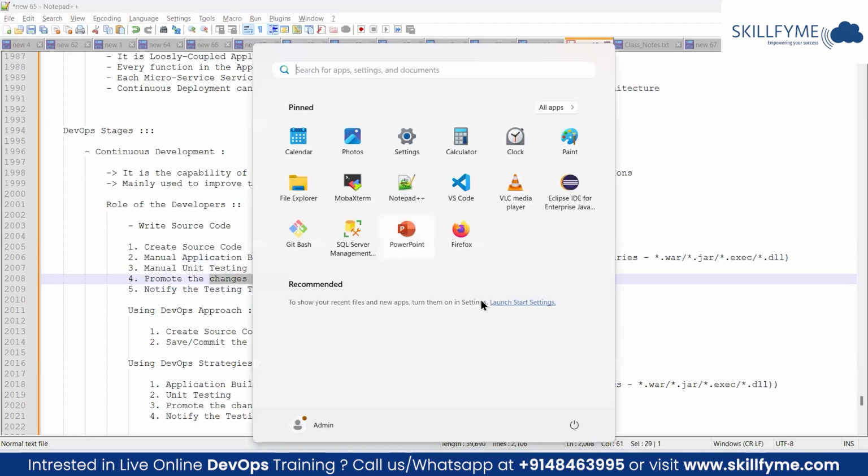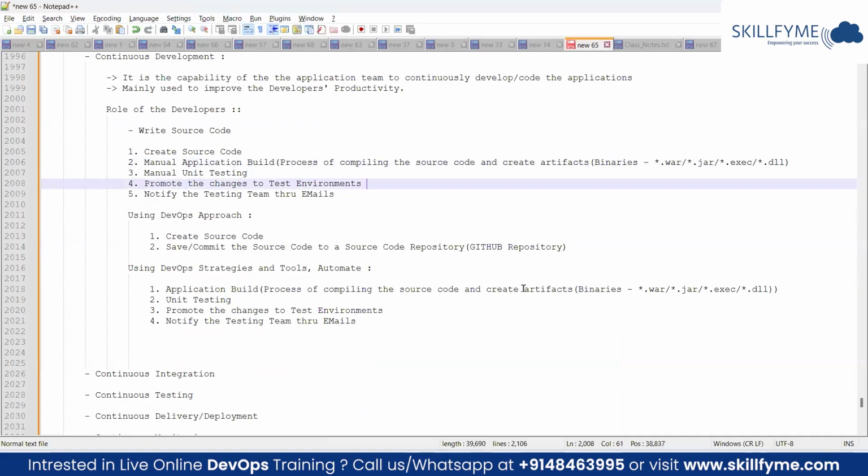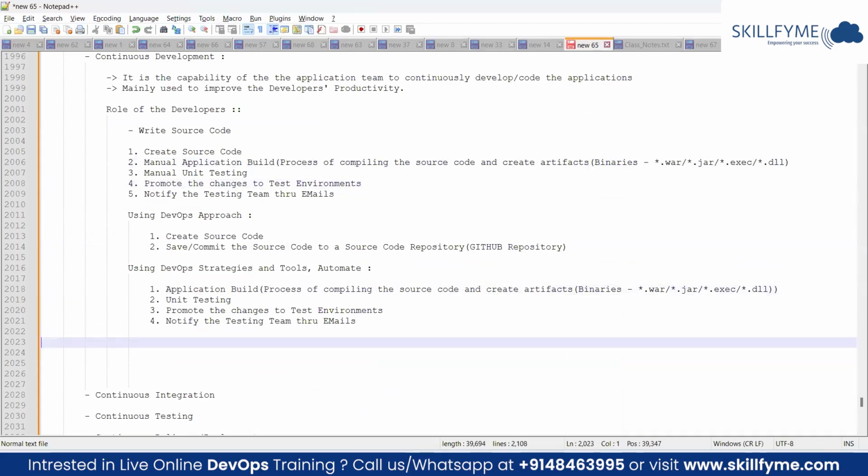So for this particular tool, my machine is the target server or target environment. The process of compiling source code and creating artifacts is what we call build. That can be automated through your DevOps process. Now, in order to achieve this, what are all the tools we're going to use?